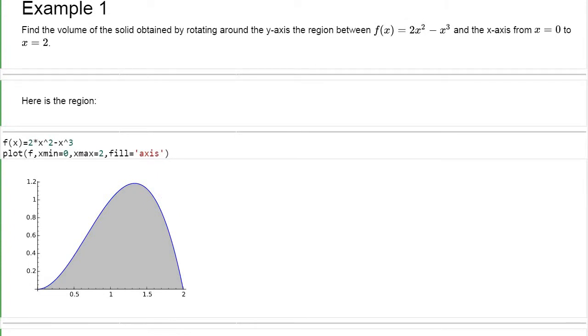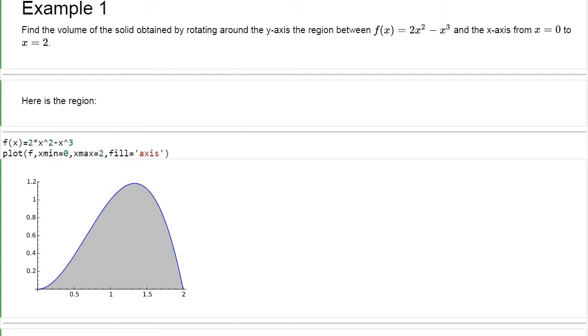So let's say I want to find the volume of the solid obtained by rotating around the y-axis the region between this function, this is 2x squared minus x cubed, okay, it's a portion of that cubic polynomial, the region between that function and the x-axis, so this shaded part from x equals 0 to x equals 2. I want to rotate that around the y-axis.